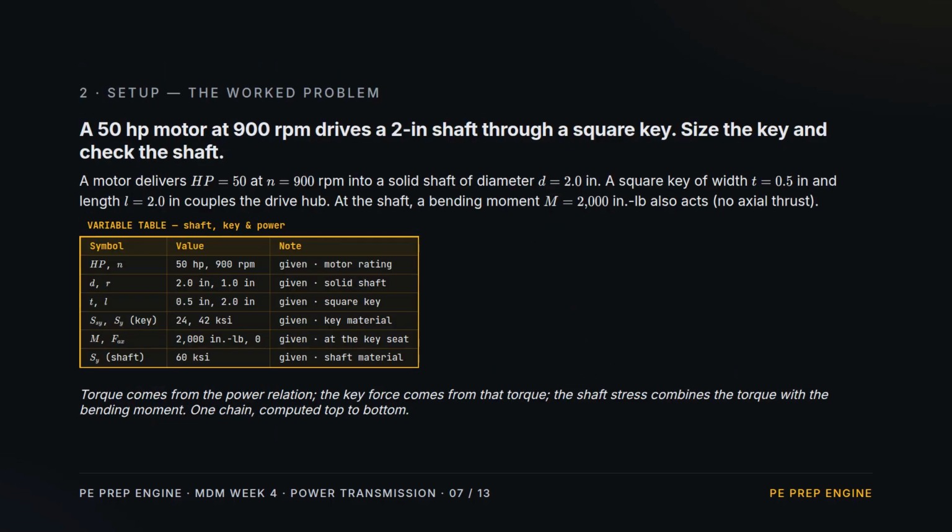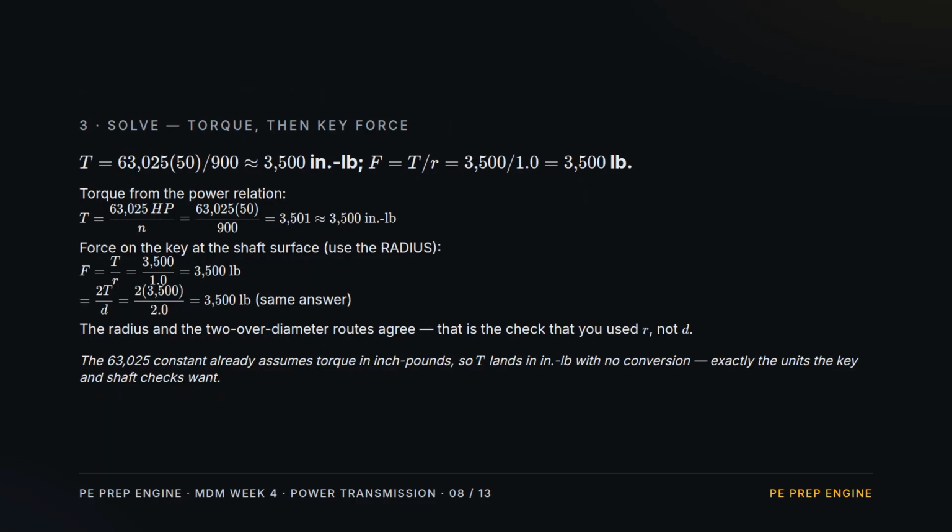Setup. The worked problem. A 50 horsepower motor turning at 900 drives a 2-inch shaft through a 1/2-inch square key. We're given the key length, the key material strengths, a bending moment at the seat, and the shaft yield. The plan is a single chain. Power gives the torque gives the key force and the 2 key checks, and the torque plus the moment gives the shaft stress.